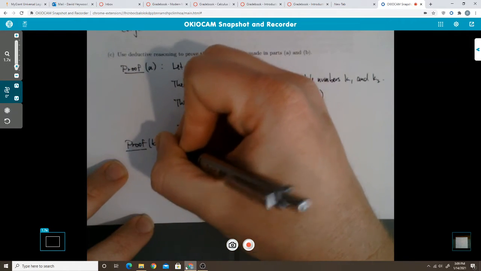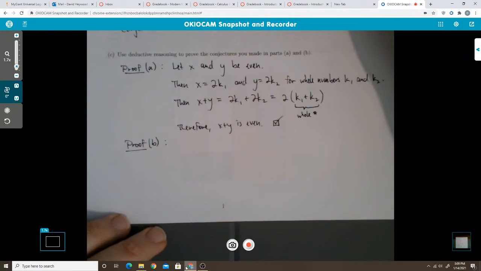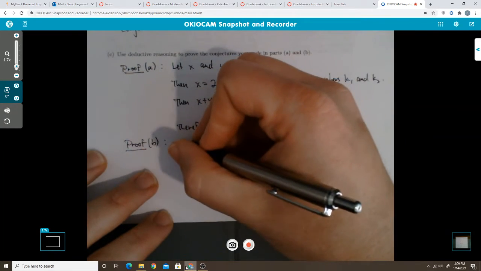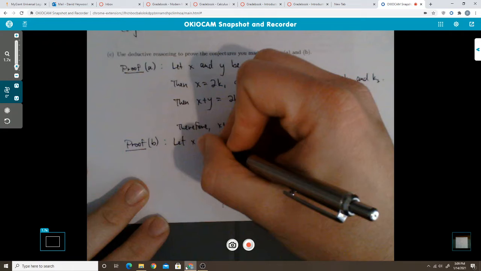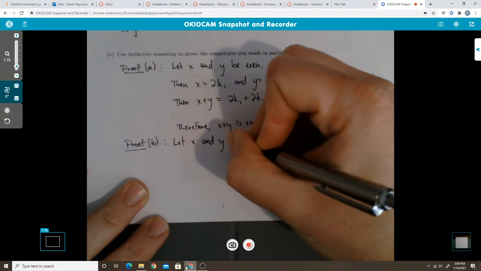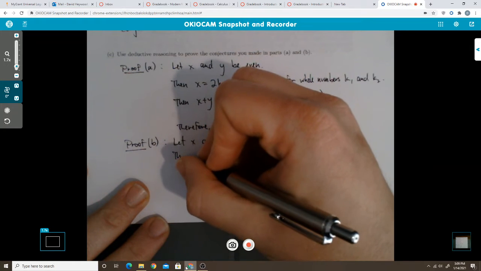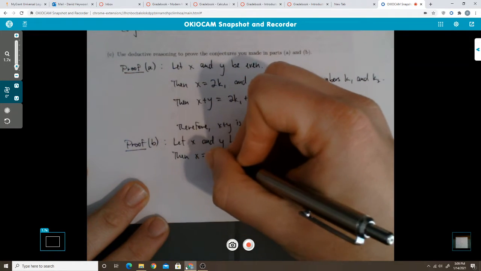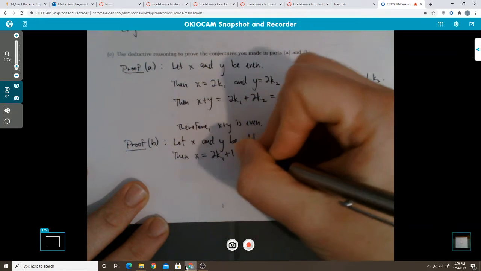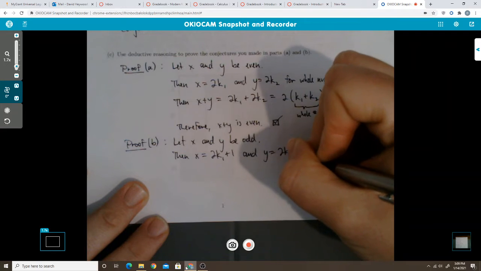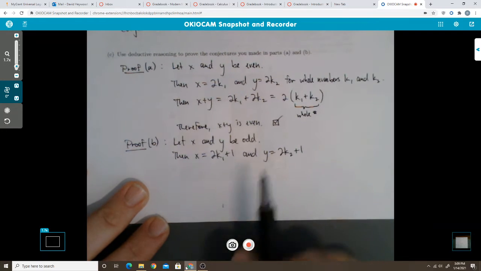Maybe I should use a pencil because I might make a mistake that I need to erase, but we'll see. Okay, this time let's let x and y be odd. And then we'll do the same thing, right? If x and y are odd, then x equals 2 times k1 plus 1, and y equals 2 times k2 plus 1 for some whole numbers k1 and k2.